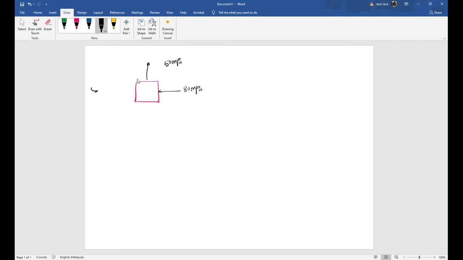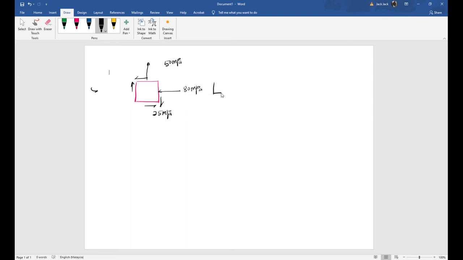And the shear stress is given in this direction, which is equal to 25 megapascal. So let's write down all these values. We notice here the direction of the normal stress on this plane.